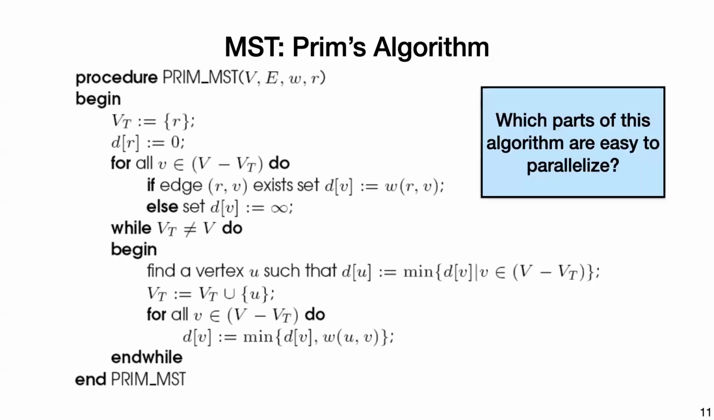Which parts are easy to parallelize? This one. Yeah, I mean this one too, but this is initialization. So the parts that are easy to parallelize are taking the min over the distance vector, and also taking the min of the distance vector compared to this one row in the adjacency matrix. Okay, questions on that?